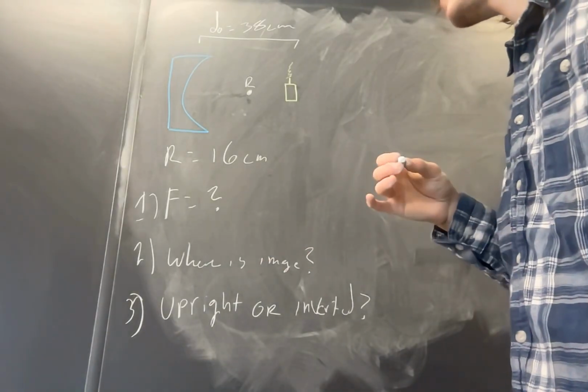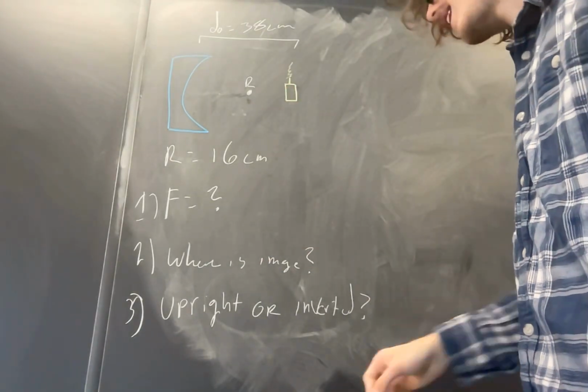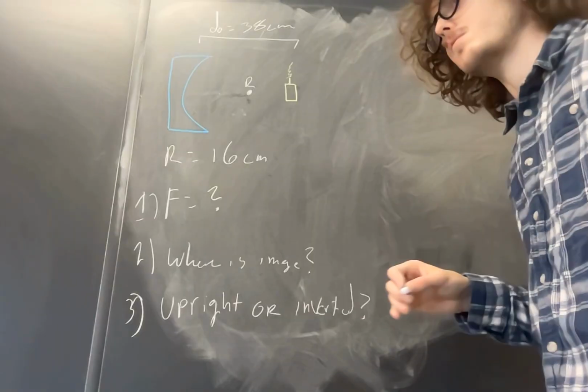Where is the image that results from this candle? And is it upright or is it inverted? That's what we're trying to find today. So let's go ahead and figure this out.